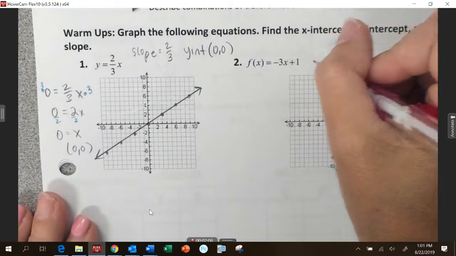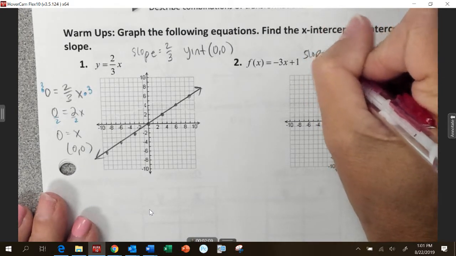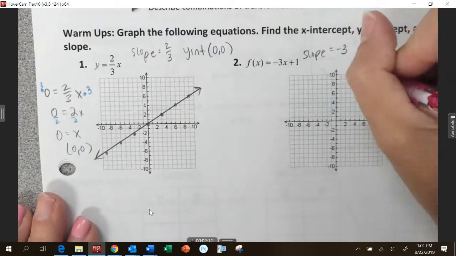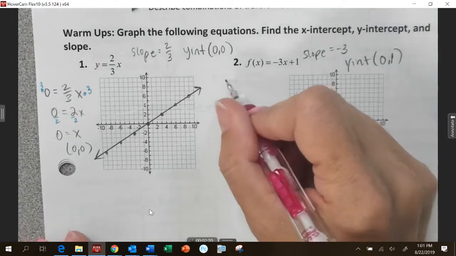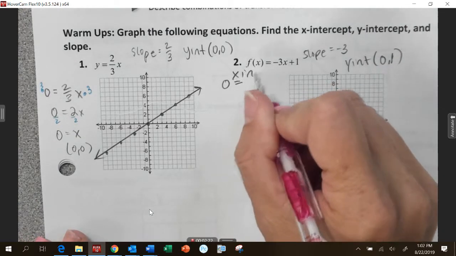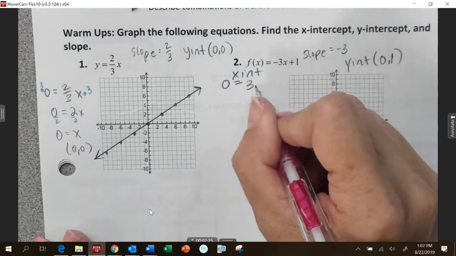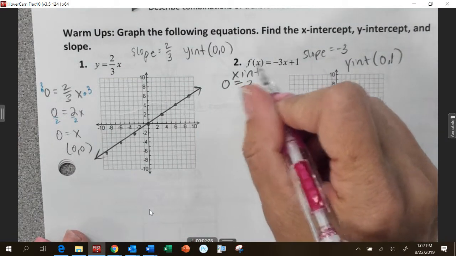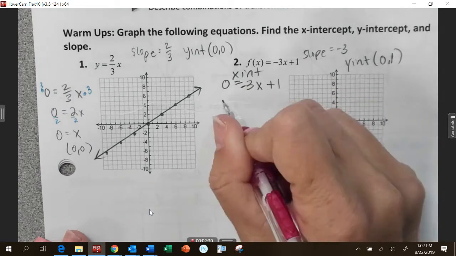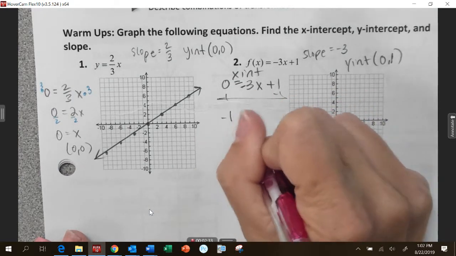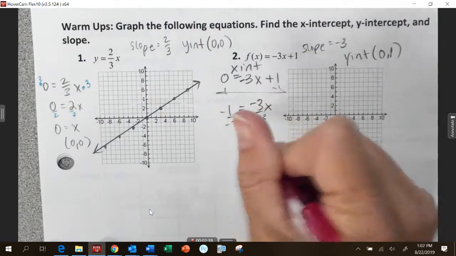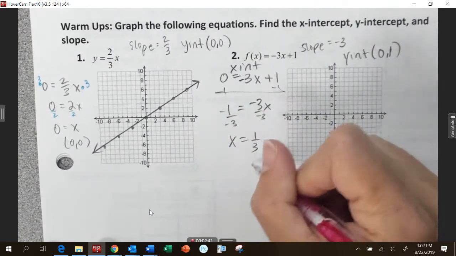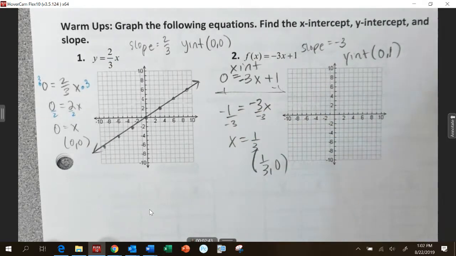Okay, so the second one, slope is -3. The y-intercept 0, 1. Oh, I'm dumb. So the x-intercept, we're going to plug in 0 for the f of x side. And then we're going to solve it, so we're going to take away 1. And get -3x equals -1. I'm going to divide by -3. And that becomes positive 1/3. So 1/3, 0 is the x-intercept.